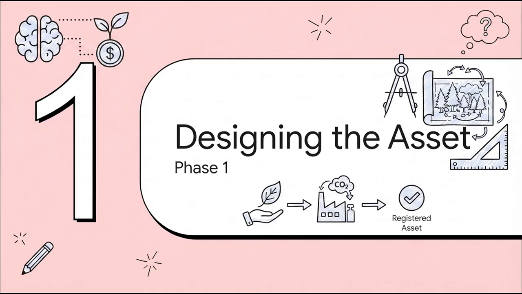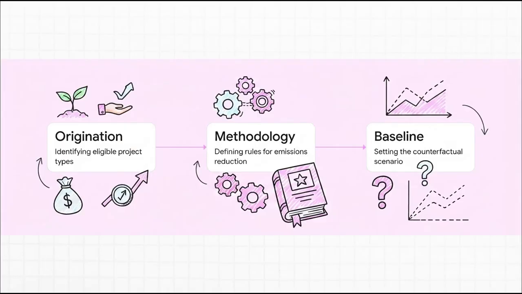All right, phase 1, designing the carbon asset. This is where the whole thing is conceptualized and essentially born. We kick things off with 3 steps: project origination, methodology selection, and baseline setting. Now, project origination is where a developer finds an activity that can reduce or remove emissions, like, say, planting a massive forest. But here's the thing.